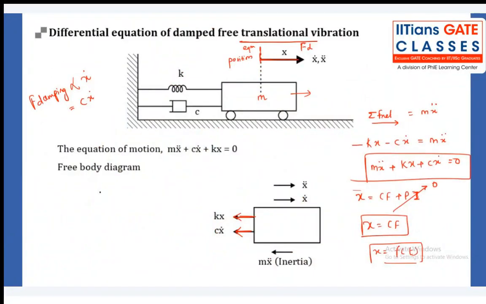Note down the differential equation for damped free translational vibrations. Just note down the figure, then we will close the session. We will start from here in the next class. Just complete all the slides. There is a mass, spring, and damper. Just draw the free body diagram and note down the equation of motion. How to find the solution of this equation of motion, we will see in the next class.